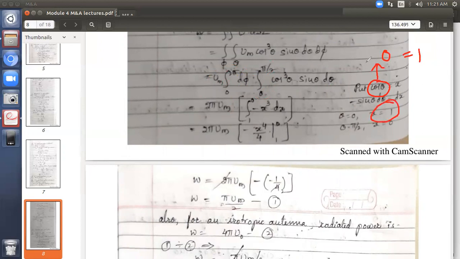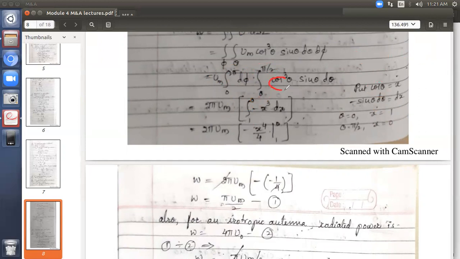And put theta is equal to pi by 2. Cos pi by 2 is 0. So x equal to 0. Again the limits are changed. Lower limit was 0 and upper pi by 2. Here the lower limit will be 1 and upper limit is 0. It is not 0 to 1. It is reverse, 1 to 0.